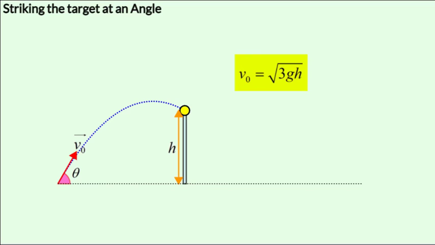For this relationship between v0 and h, if we launch a projectile at 60 degrees, then it would land at 30 degrees on a tower of height h, whose topmost point lies on the projectile's trajectory.